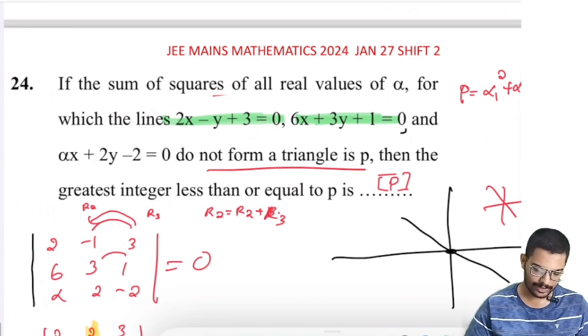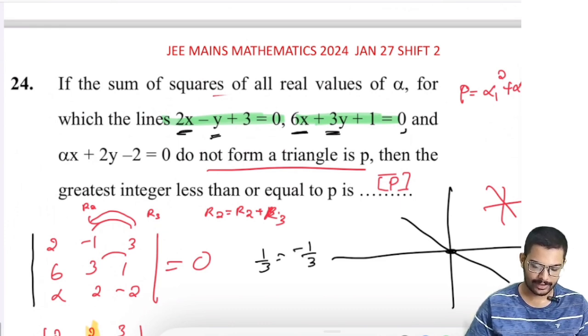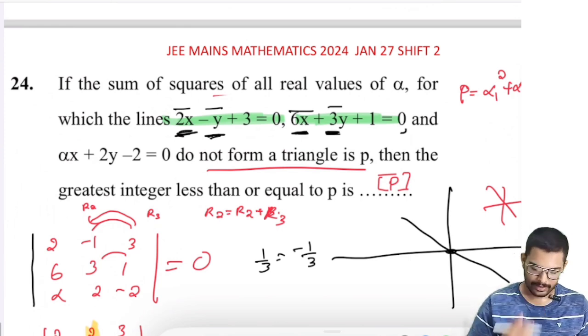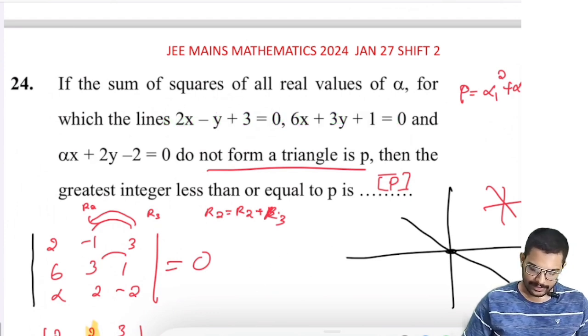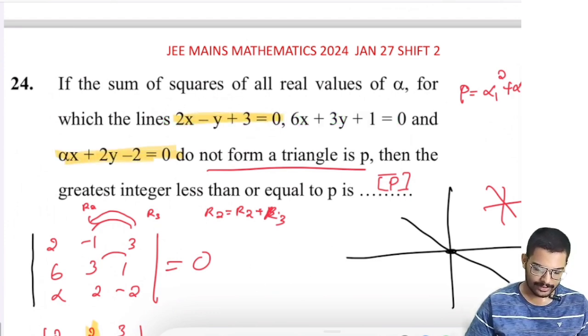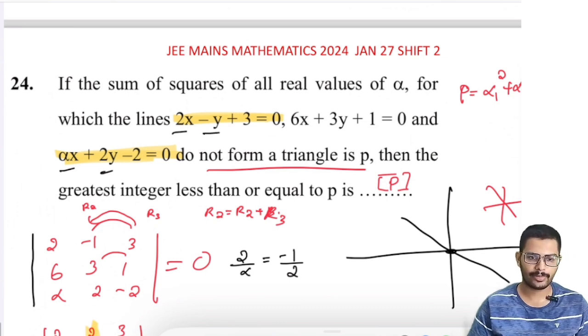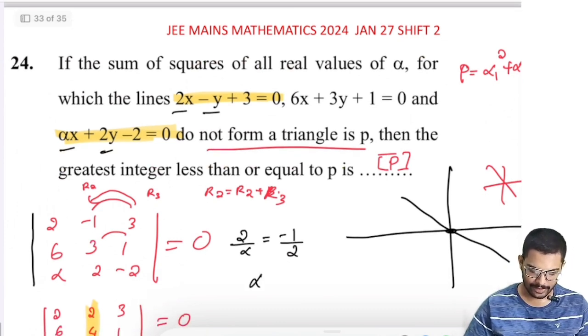When you take the ratio of the x coefficients, you get 1 by 3. The ratio of the y coefficients is minus 1 by 3. The ratios of coefficients are not the same, so those lines will be intersecting. Now, in the first case, consider this line parallel to this line. Take the ratio of the x and y coefficients respectively, correspondingly: 2 by alpha equals minus 1 by 2.